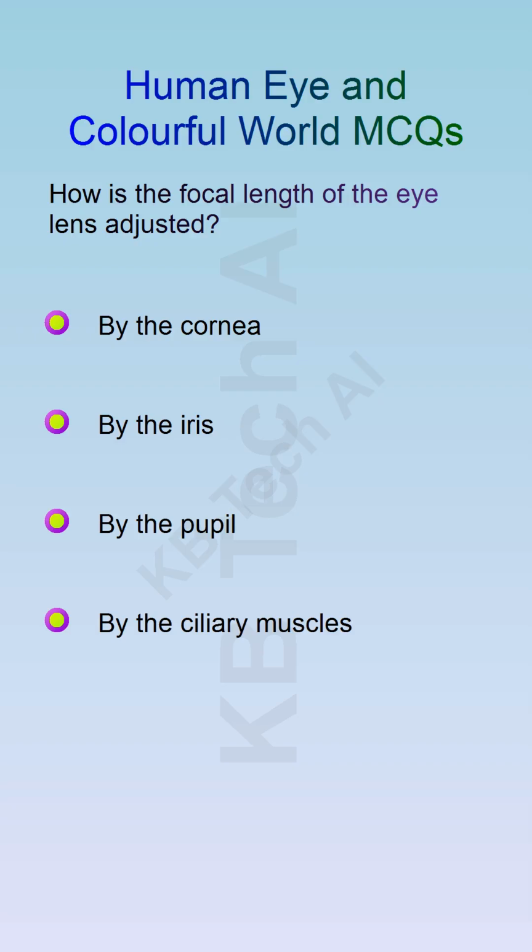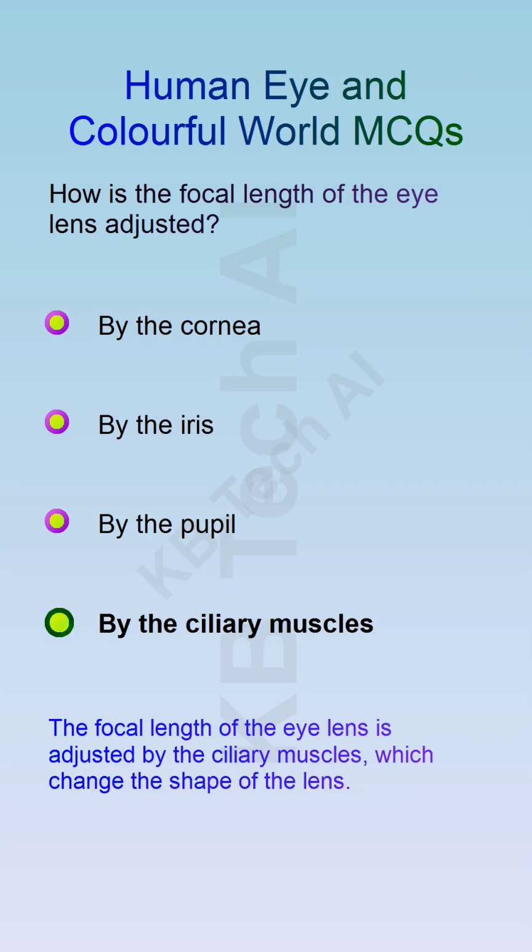How is the focal length of the eye lens adjusted? Option 1, by the cornea. Option 2, by the iris. Option 3, by the pupil. Option 4, by the ciliary muscles. The answer is Option 4, by the ciliary muscles.